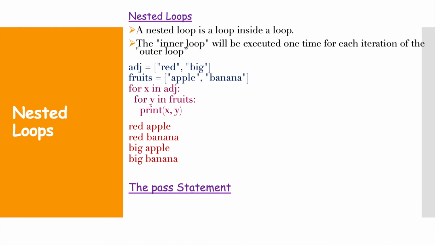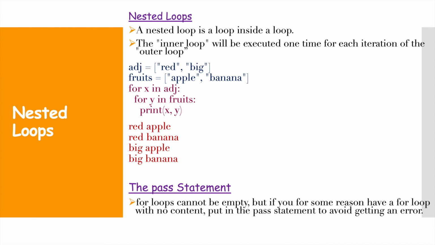Now we come to the pass statement. For loops cannot be empty, but if you for some reason have a for loop with no content, then simply put in the pass statement to avoid getting an error. So here is a for loop for x in the list 0, 1 and 2. You have no content, so you simply put a pass statement so that you don't get any error.